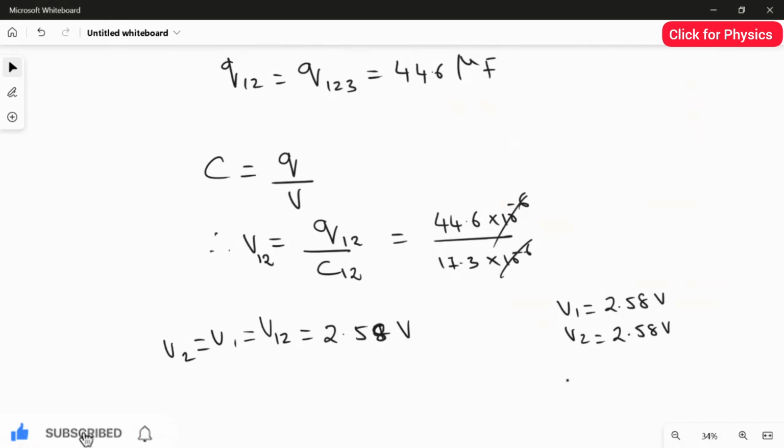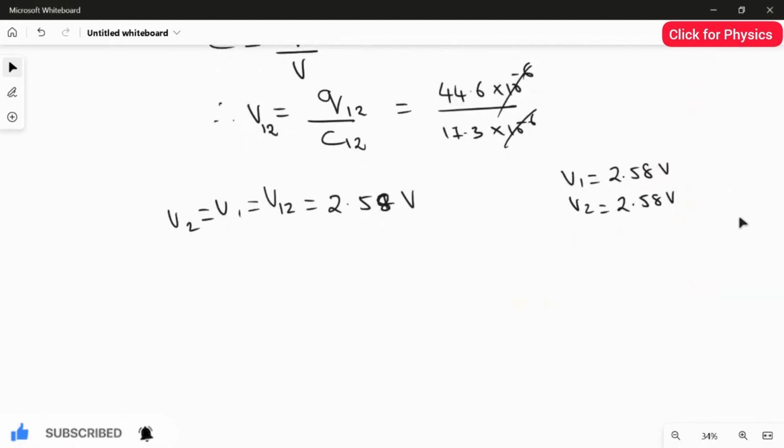In the question, they mention: what is the charge stored in capacitor C1? So every time I'm going to deal with the capacitance of the capacitor. What is the formula? Capacitance of the capacitor is equal to charge over potential. Now we are going to find the value of the charge stored in capacitor C1. So I have to modify this equation: C1 is equal to Q1 divided by V1. We are going to find the value of Q1, therefore Q1 is equal to C1 multiplied by V1.